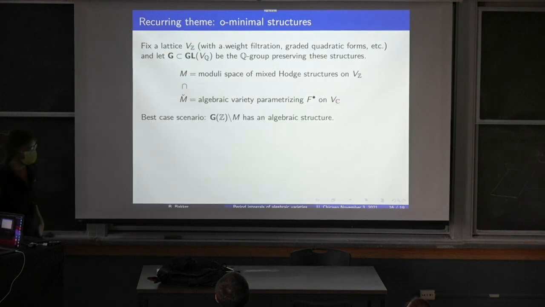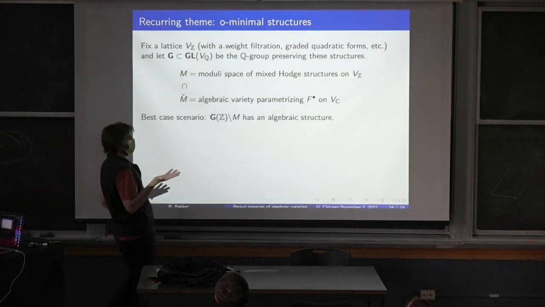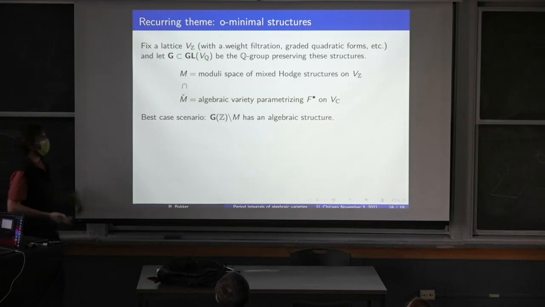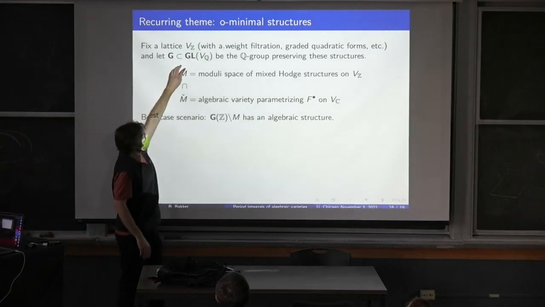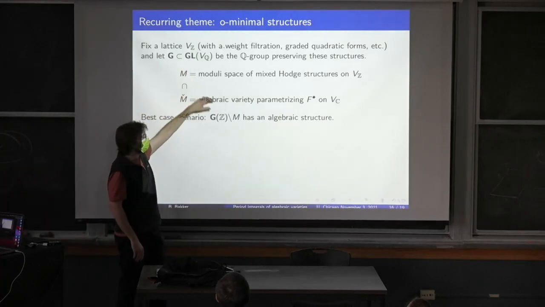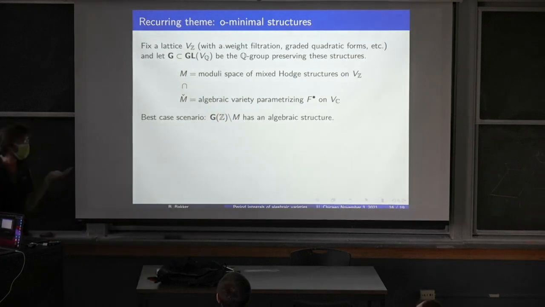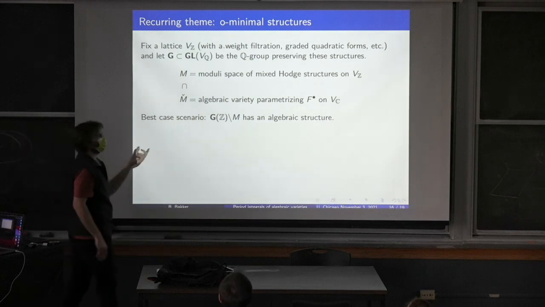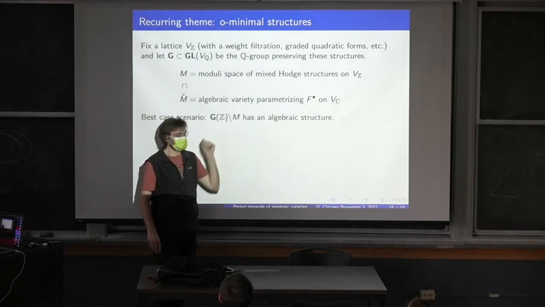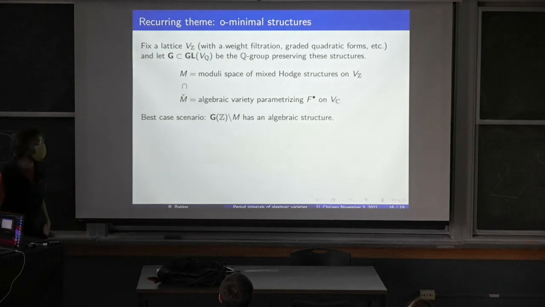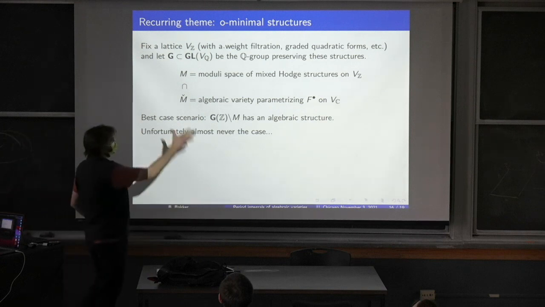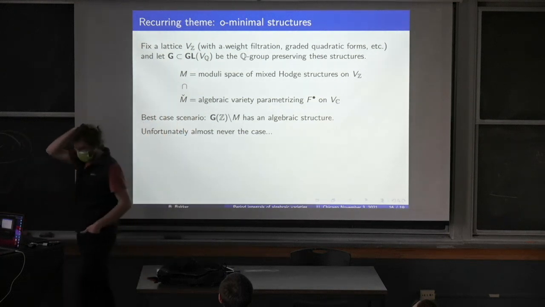Okay, so the best possible scenario you could be in is if the space of Hodge structures modulo integral isomorphism has an algebraic structure, and that is the case for Shimura varieties. For instance, the modular curve is the upper half plane modulo SO2C. So sometimes this indeed does have an algebraic structure, and then you have many techniques at your disposal. This is unfortunately almost never the case. The Shimura varieties that show up in this level of generality are few and far between.